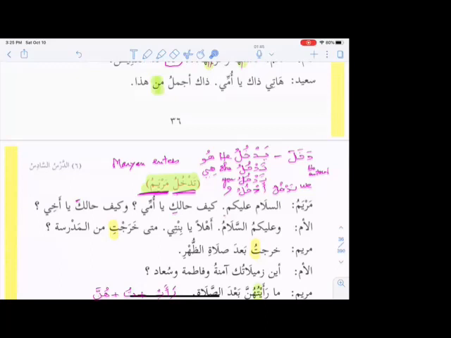Okay. And then, Kaifa haluki. She's addressing her mother. Kaifa haluki? How are you, my mother? Wa kaifa haluka? And how are you, my brother? Al-Ummu says, Wa alaykumus salam. Ahlan ya binti. Ahlan ya binti.